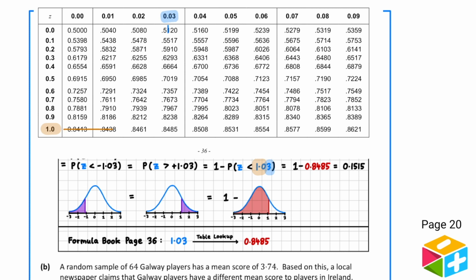When we look at the entry in this row and column, we see that the value is 0.8485. This tells us the area of the red region. But remember, we wanted the purple region, which was 1 minus the red region. So the final answer here will be 1 minus 0.8485, which comes out as 0.1515.